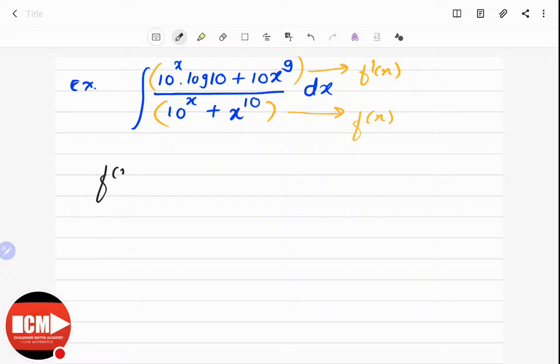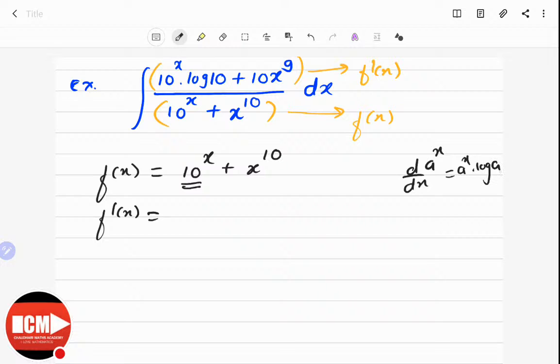So let me explain in this way. If I consider the function as the denominator, that is 10 raised to x plus x raised to 10, what is its derivative? So friends, what is the derivative of 10 raised to x? I am talking about this standard formula: derivative of a raised to x is a raised to x into log a. This is a standard formula that we know. So the derivative of 10 raised to x is 10 raised to x into log 10, right?